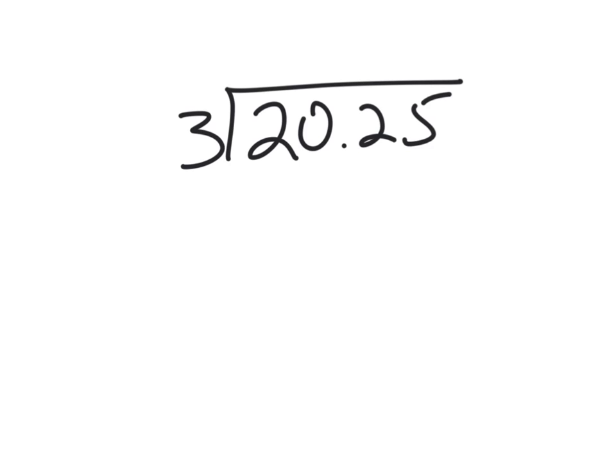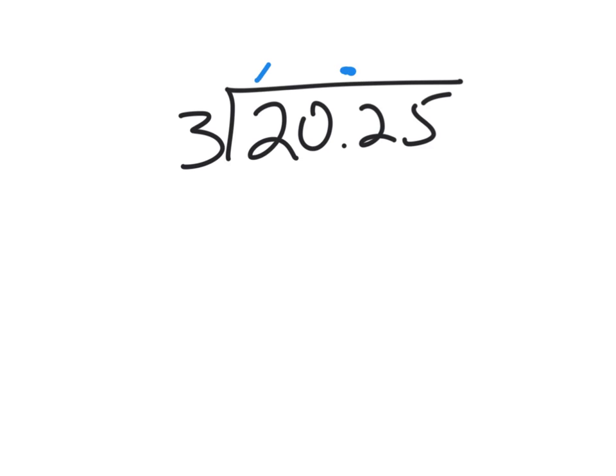All right, so here we have a problem, 20 and 25 hundredths divided by 3. This would be similar to having money as well. If you had $20.25 divided equally amongst three people, okay? And we simply put our decimal in the answer, right where it goes, and then we divide.